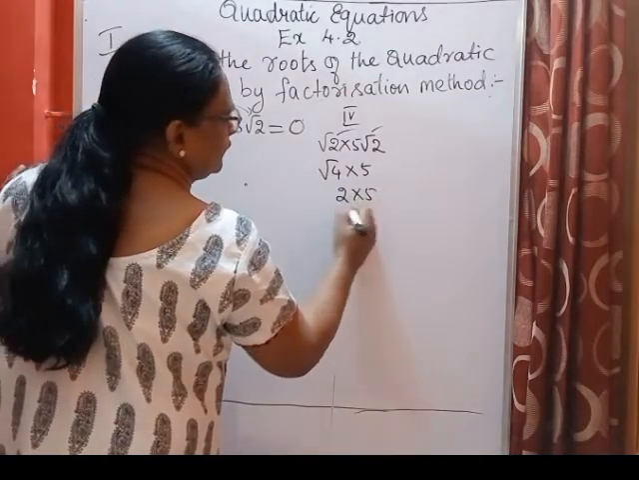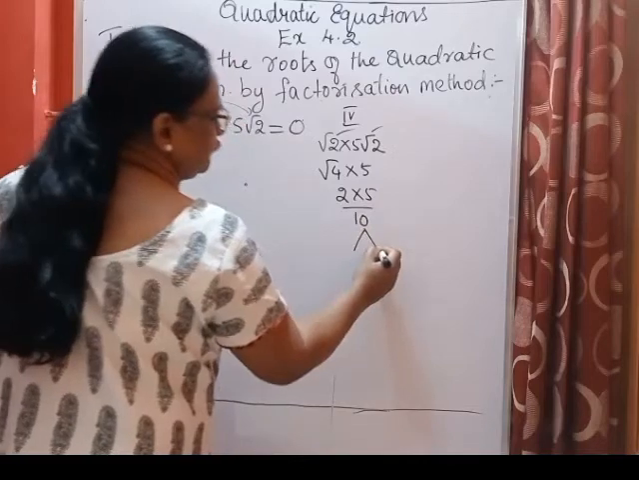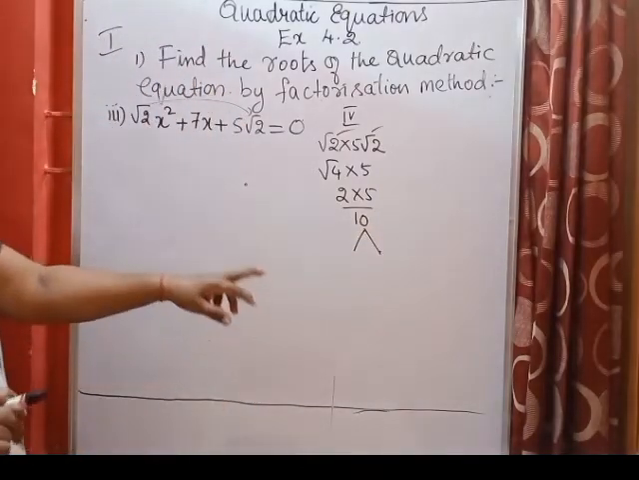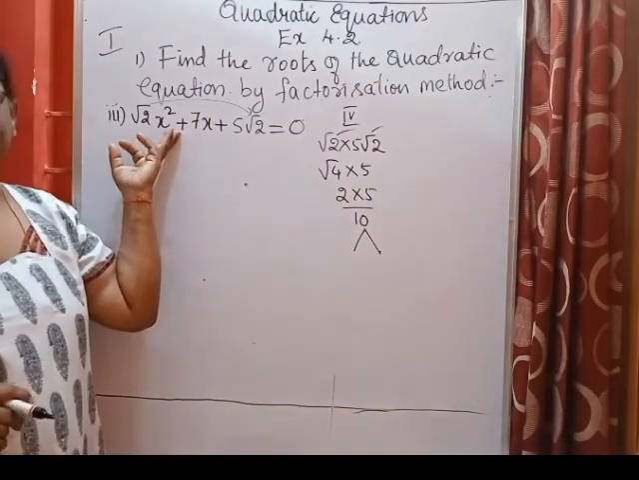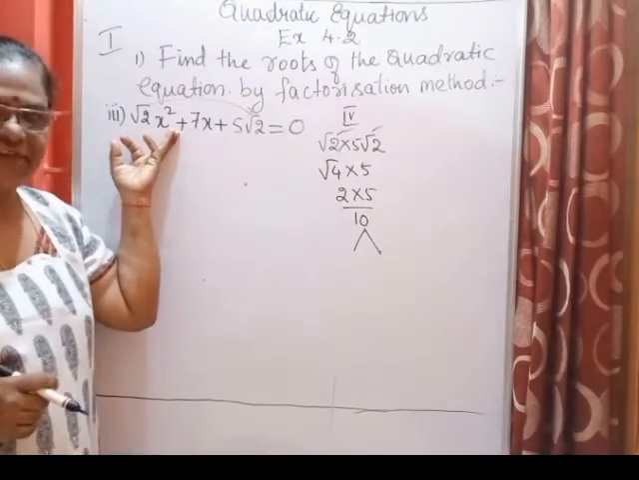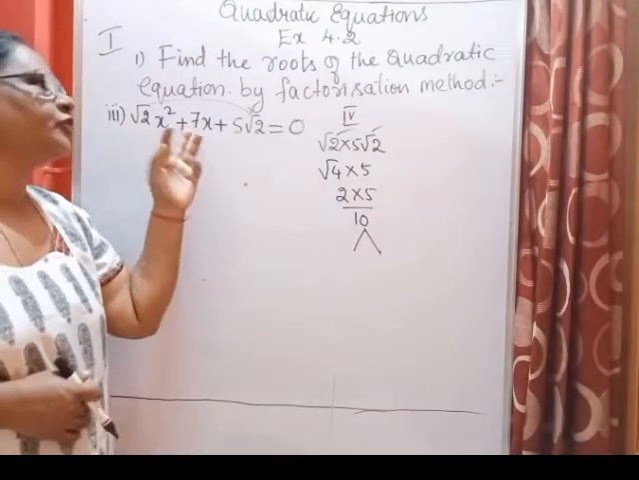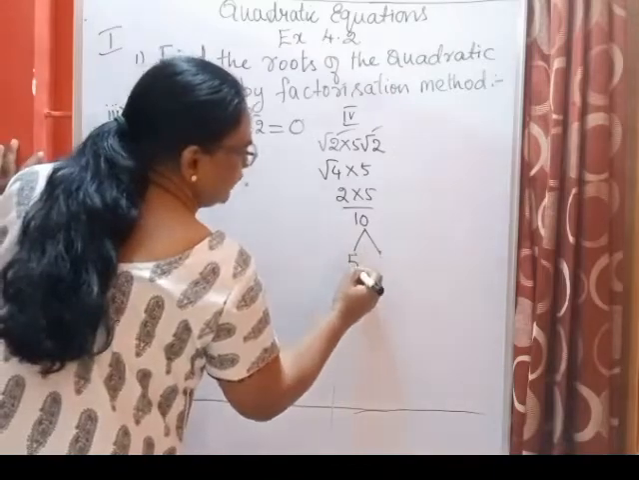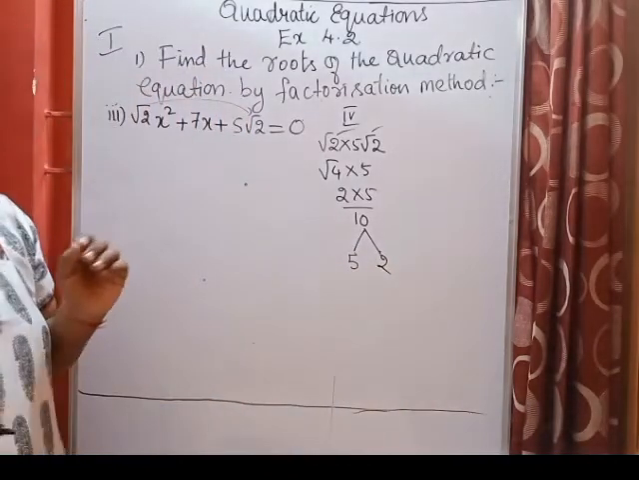2 into 5, 10. Now you have to find the factors for 10 such that you should get 7 as the difference or sum, whatever it is. So here the factors of 10 I will take, 5 and 2. So here what is happening?